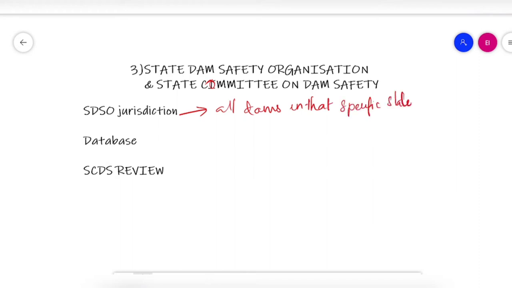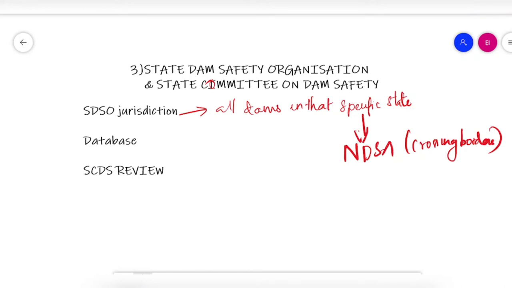Then automatically you will be getting a doubt: what if a dam is on a cross border? If there is a cross-border dam, or there is an issue between two states with the ownership of the dam, then it comes under the National Dam Safety Authority in case of crossing borders. Otherwise, all other dams come under the State Dam Safety Organization's jurisdiction.